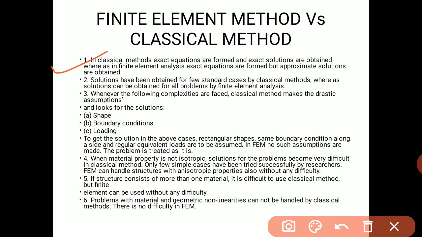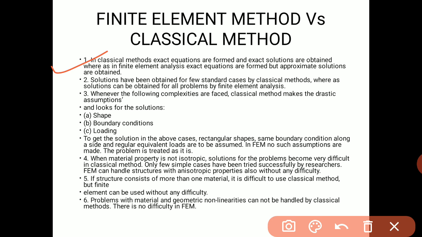Solutions have been obtained for a few standard cases by classical methods. This is one more plus point: in classical methods we get the solution of some standard cases only, and we cannot solve other cases. But in the finite element method, we can analyze all types of problems.